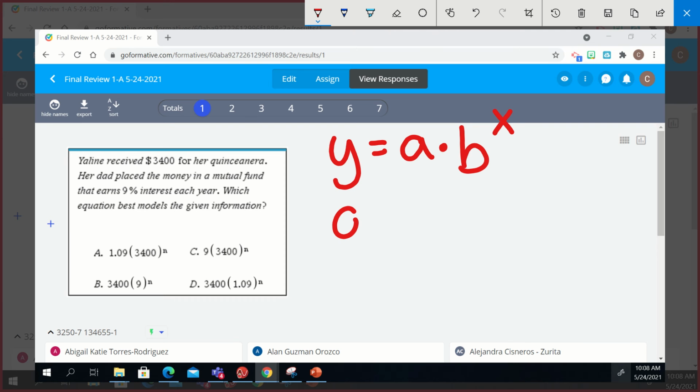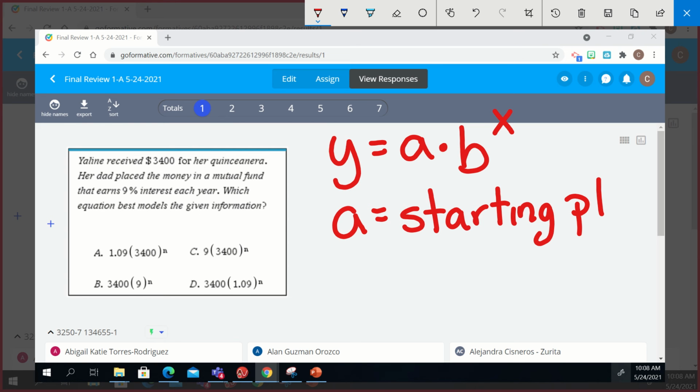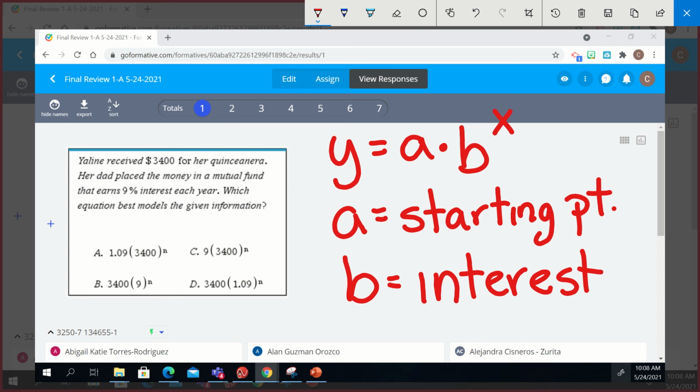A is your starting point. B is your interest. That's the interest that you're earning or paying, depending on the account. So A is your starting point, B is your interest.